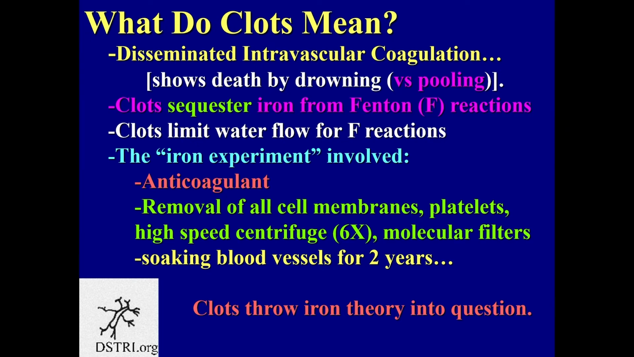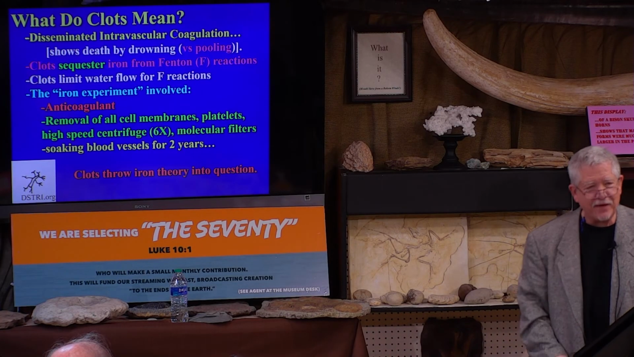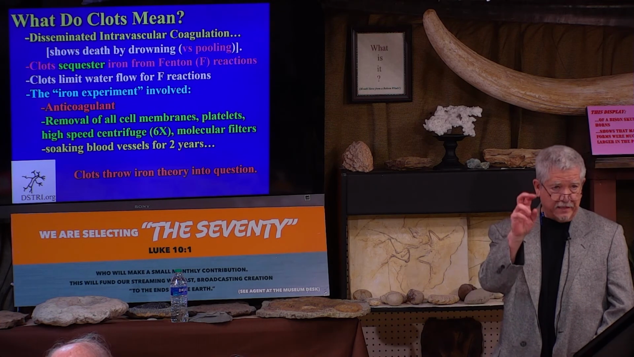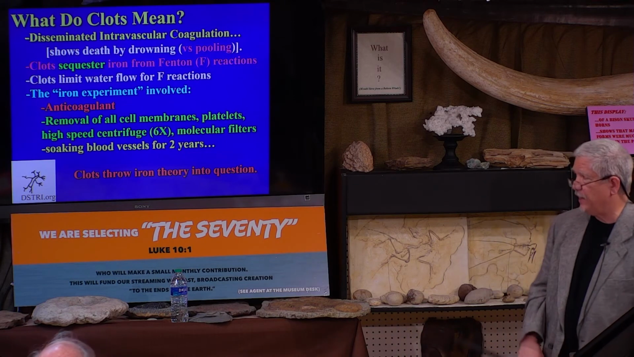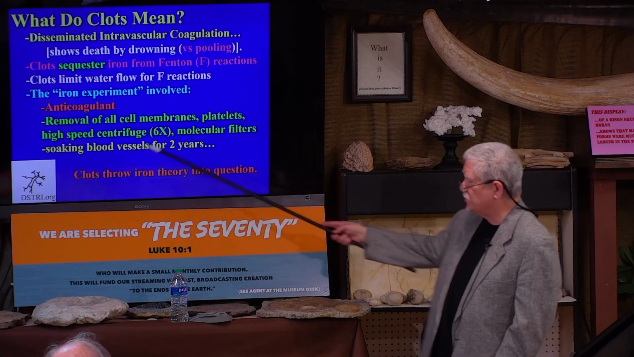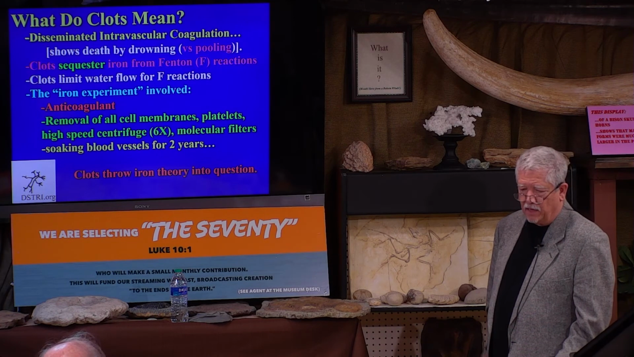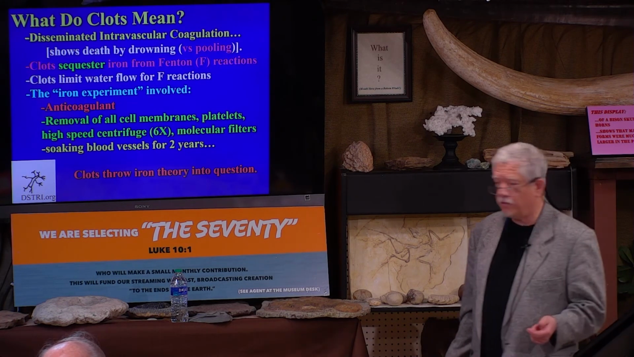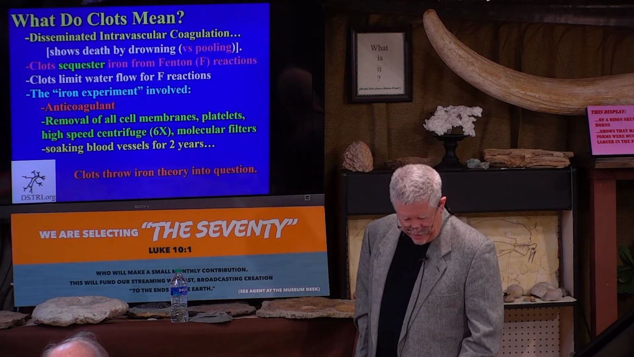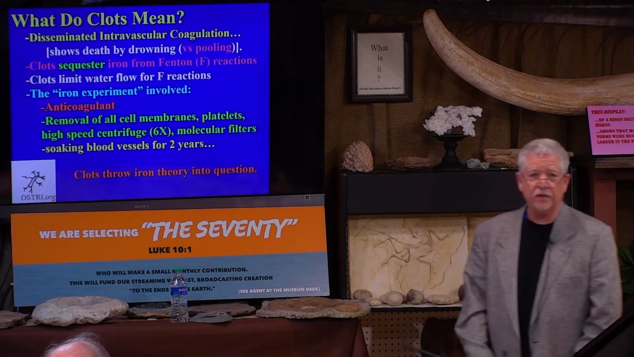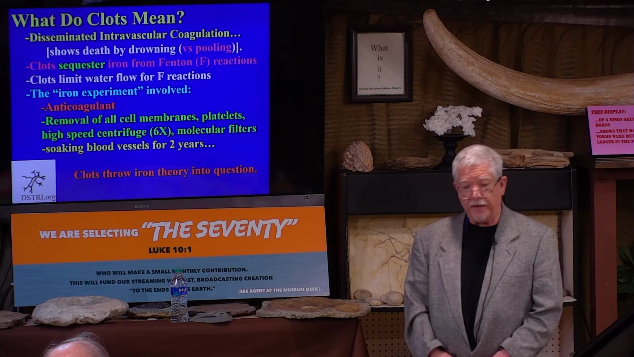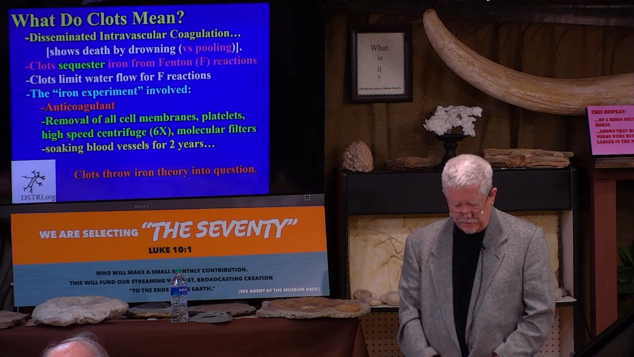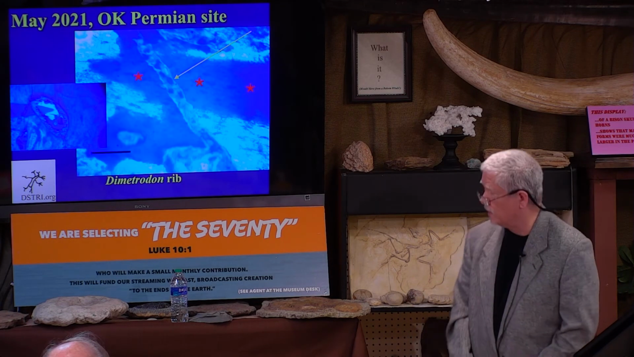And then they used molecular filters. They were filtering out molecules from the blood in order to get the blood to preserve the tissue. And then what they did is they just soaked the blood vessels for 2 years in that concoction on an air-conditioned laboratory bench, and they said, voila, we've explained Hell Creek. No, I don't think they have. I think it was a desperate move. I don't think it's good science. Frankly, I think it's embarrassing. And I think our answer is a better answer, that these guys actually died by drowning.